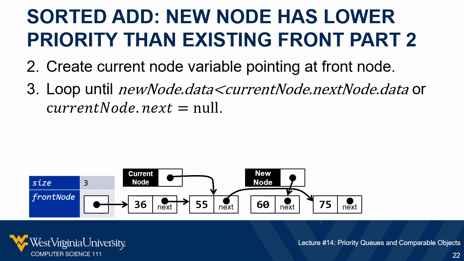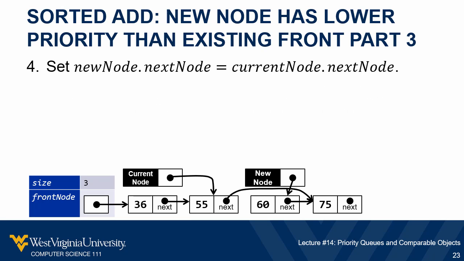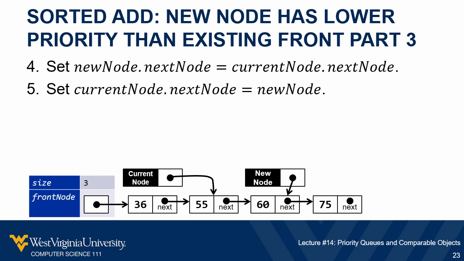Once I've ascertained that I have current node as the node that'll be right before my new node, I'm going to set my new node's next node to be the existing node after current node. So I'm hooking up 60 to 75. And then I'm going to set my current node's next node to be that new node. So I'm just continuing the chain on through. And then to wrap things up, I need to increment the size field.